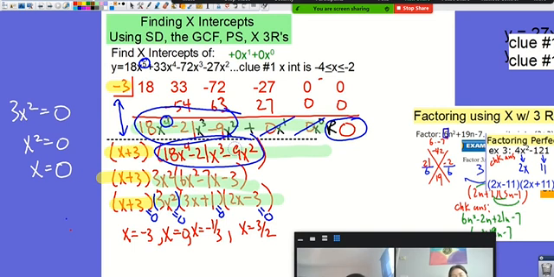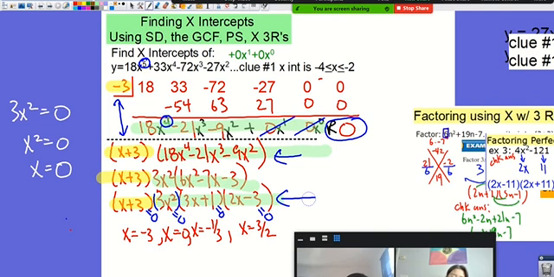Once we get to here, this is pretty much review from IM2. Now you just factor this using the GCF and perfect squares, x with 3r's. So I factor out a 3x squared, and I'm left with this. Then I use the 3r's with this and get that. Long story short, to get from this step to that step is just straight up factoring.